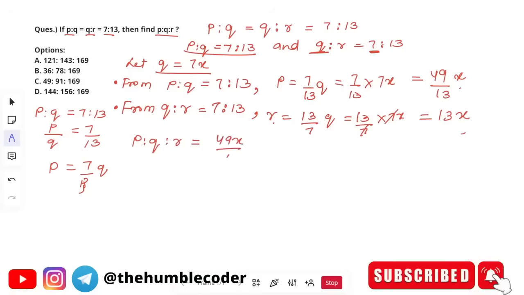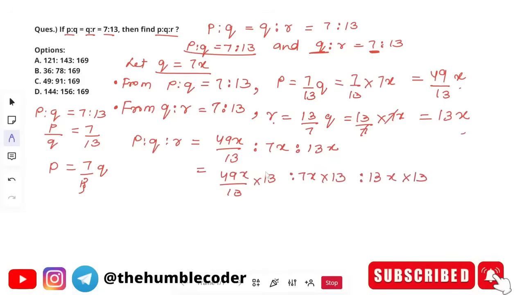49x by 13. This is the P value which we have got. Next value is Q, which is 7x, which we have assumed, and the R value that we have got is 13x. Now what we will do, we will simply multiply 13 with all the three values to simplify the equation further. So 7x into 13 and 13x into 13.